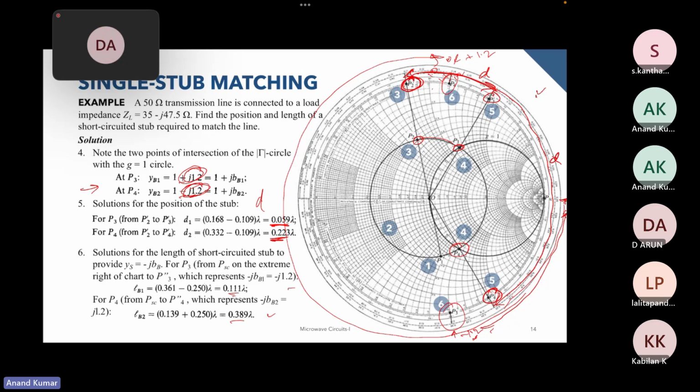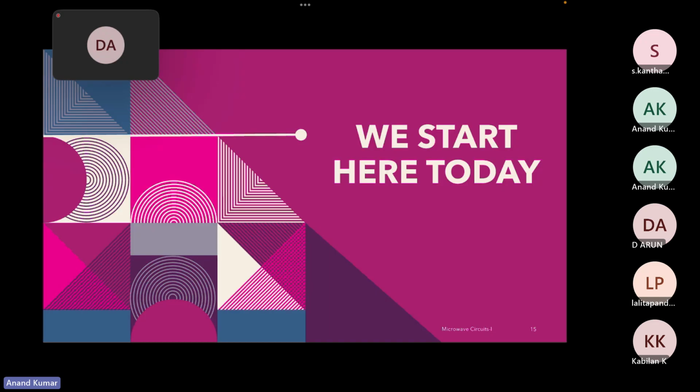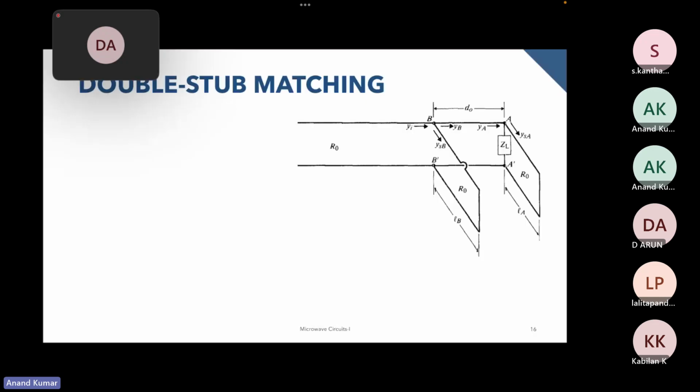Okay, so if there are no questions, we can start with the material that we are supposed to cover today. Up till now, we looked at single step matching, but single step matching had one issue.